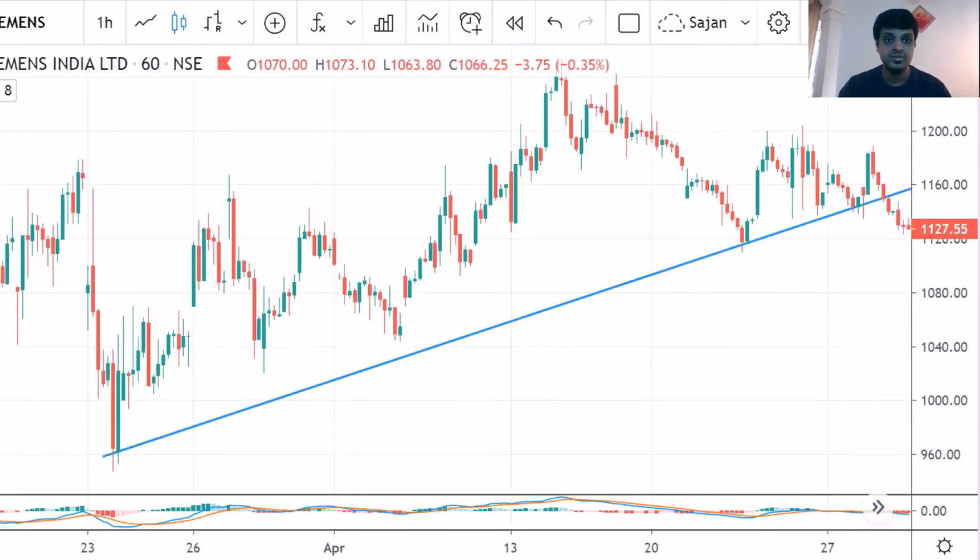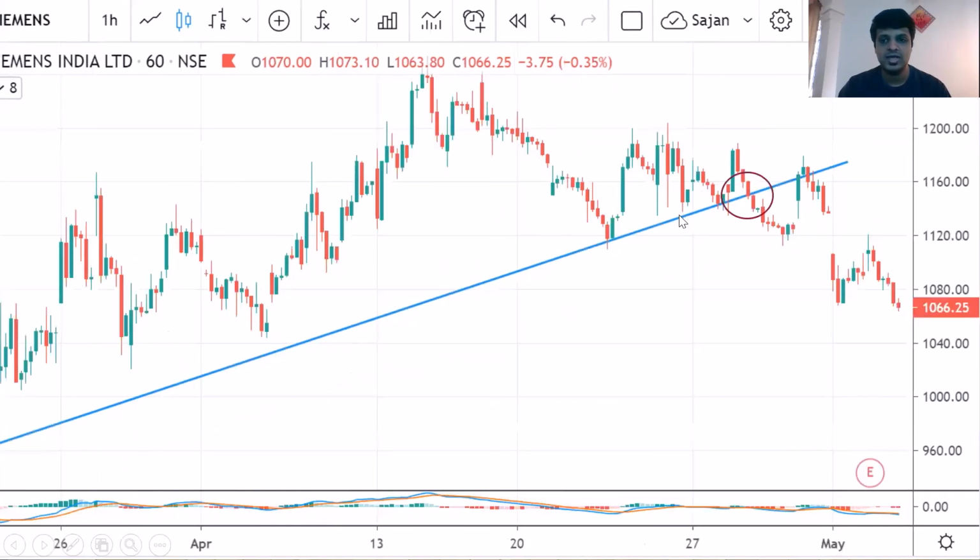You can see here Siemens on a trend line. It had been bouncing off the support 1, 2, 3 times, and then on 27th of April, it broke the trend line at about 1140, and you can see as a result, it came down to 1066. Again, another 100, 8 to 9% decrease, because of the trend line.